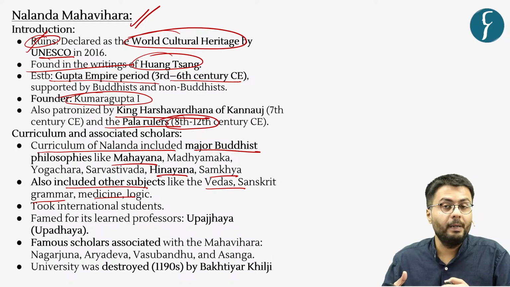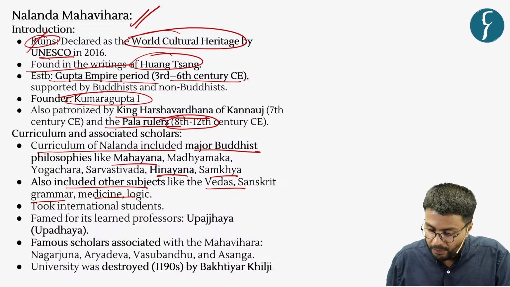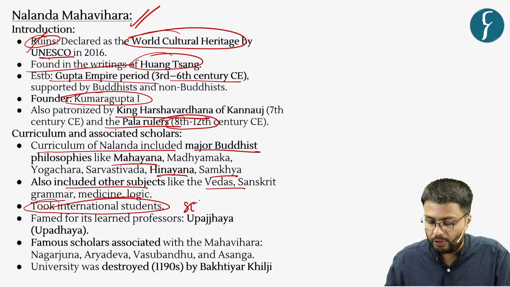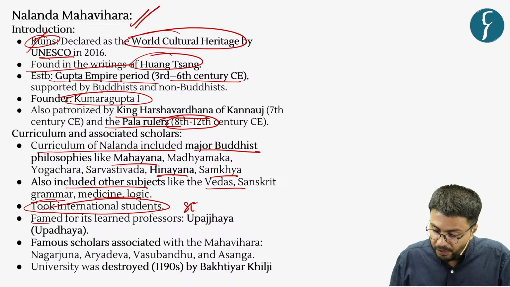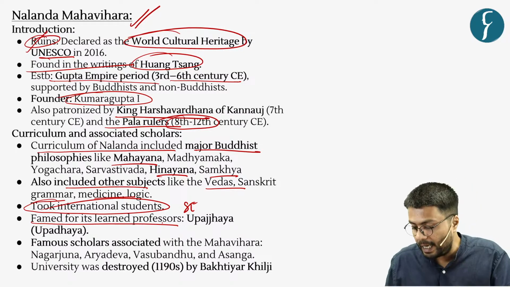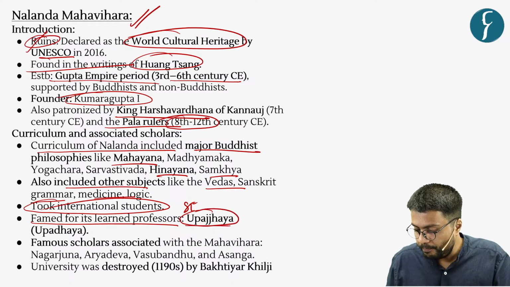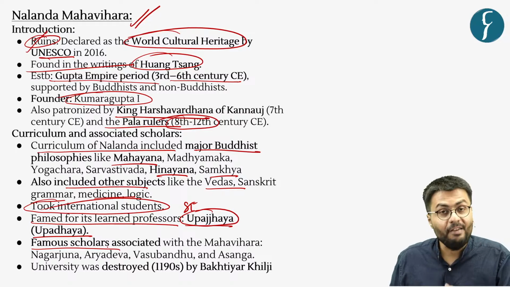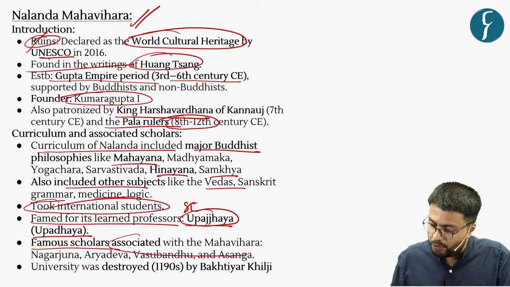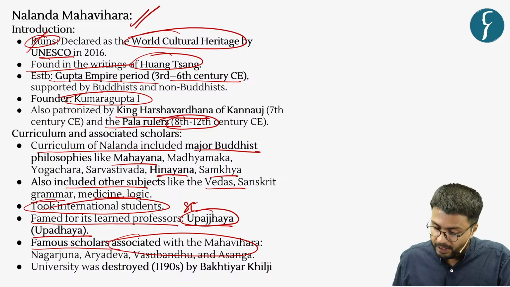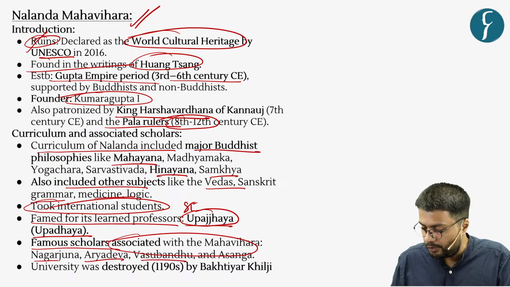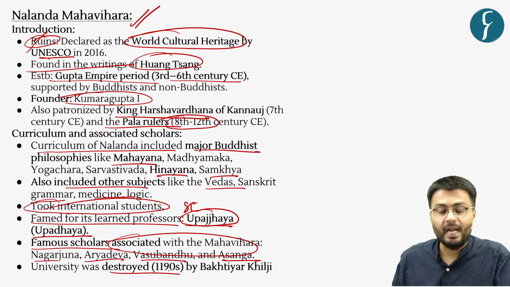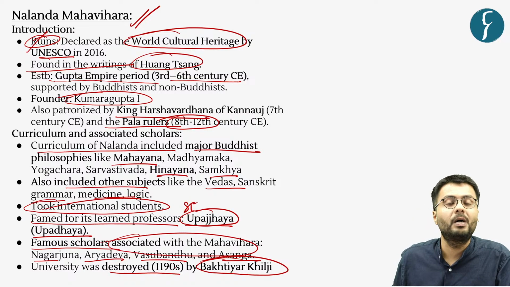The important aspect, or the most transformative part of this university, was that it also took in international students from various Southeast nations. Further, this university was famed for its learned professors who in ancient times were termed as Upadhyaya or Upadhyay. Further, there are many famous scholars that have been associated with this particular university, that is Nagarjun, Aryadev, Vasubandhu as well as Asanga. Now this university was destroyed back in the 1190s by the Turkish ruler Bakhtiyar Khilji.